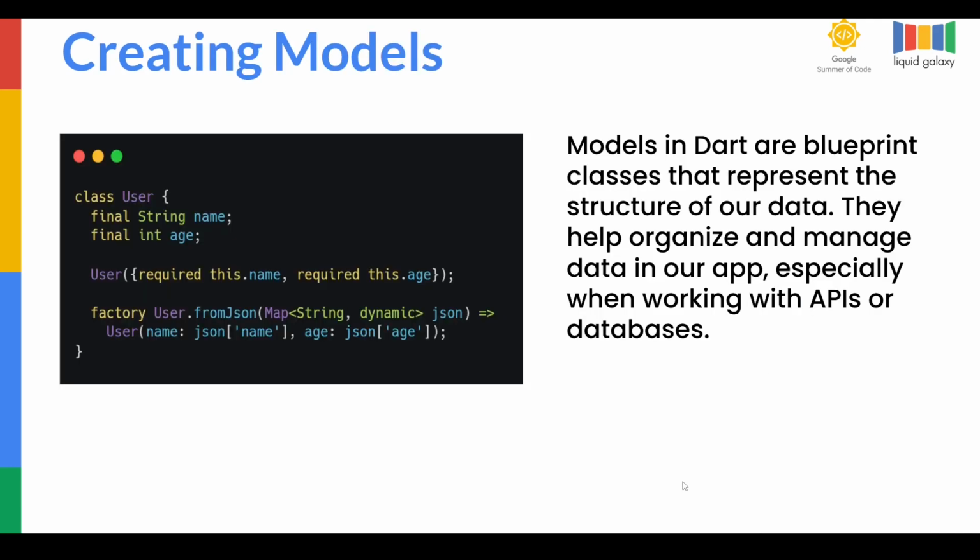Okay, so the next thing is creating models. Models in Dart are basically blueprint classes that represent the structure of our data. They help organize and manage data in our app, especially when you're working with APIs or a database. You parse JSON responses directly into these Dart models, and then you can access them on the UI side, and your data will be shown on the UI in whatever format you want. So that is a model.